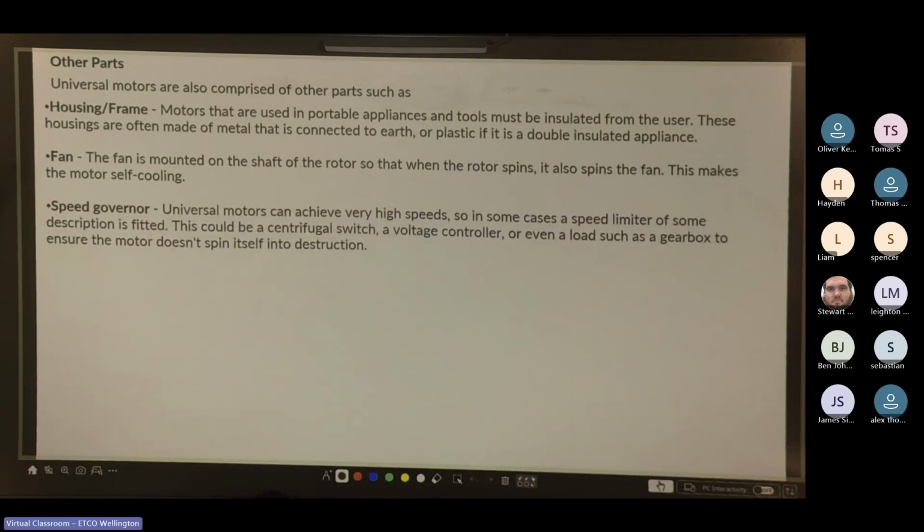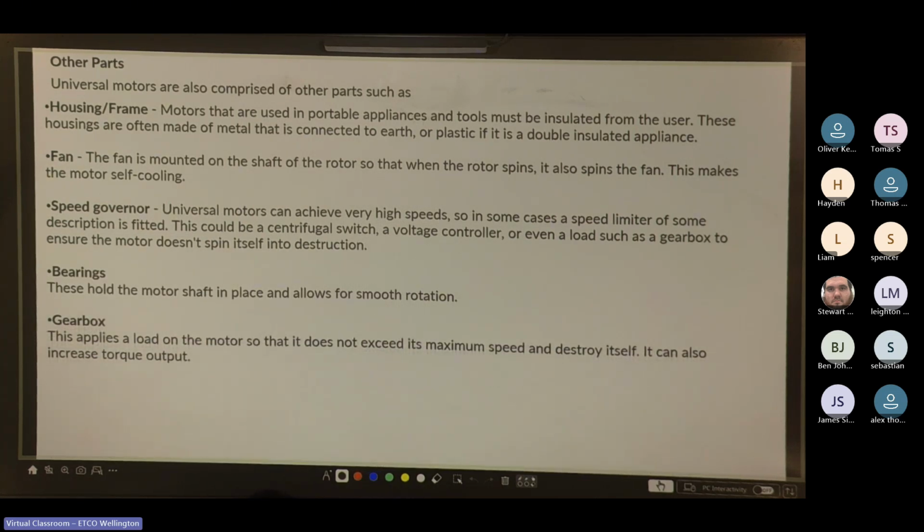A speed governor. So universal motors can achieve very high speeds. So in some cases, a speed limiter of some description is fitted. This could be a centrifugal switch, a voltage controller, or even a load such as a gearbox to ensure the motor doesn't spin itself into destruction, which is why your drill has gears. Shaft bearings. These hold the motor shaft in place and allow for smooth rotation. A gearbox supplies a load to the motor so that it does not exceed its maximum speed and destroy itself. It can also increase torque output.